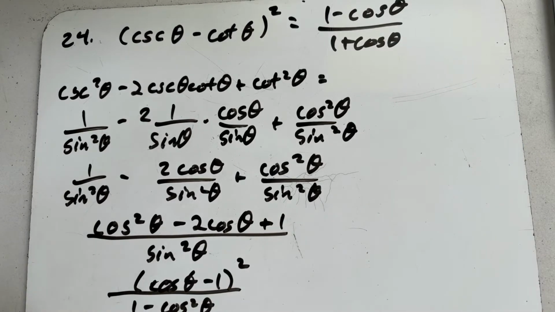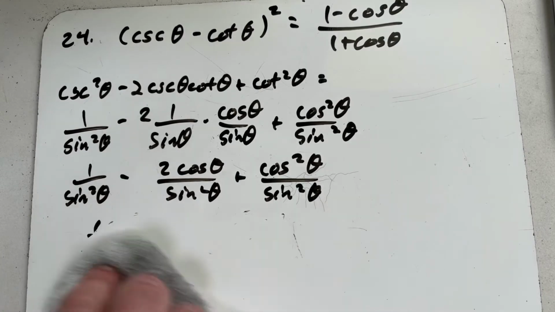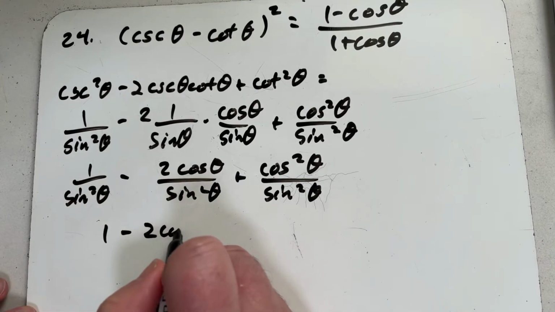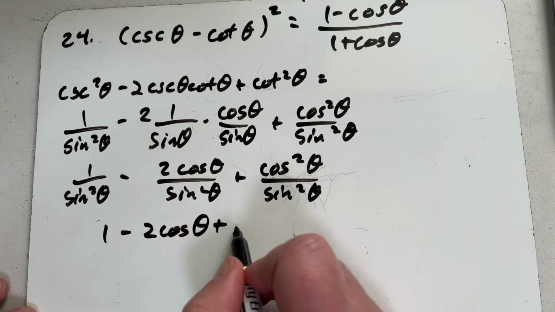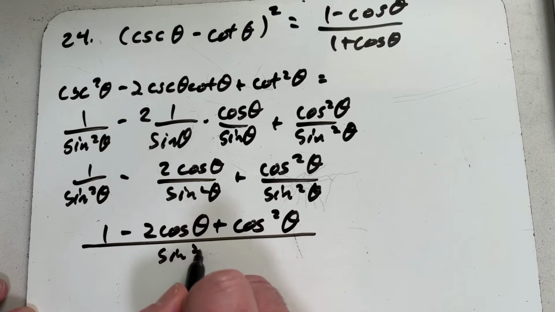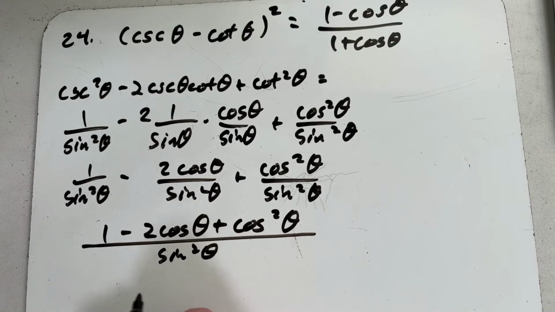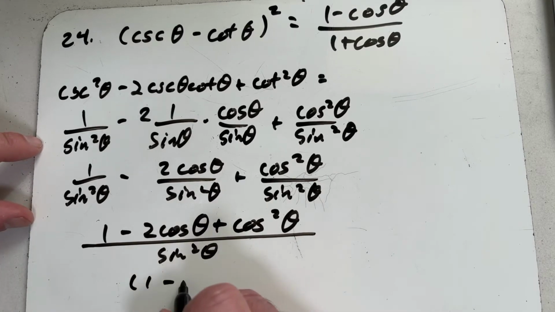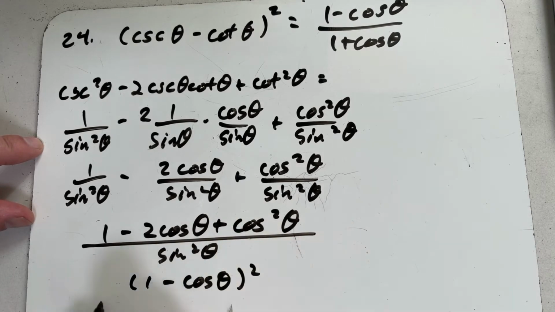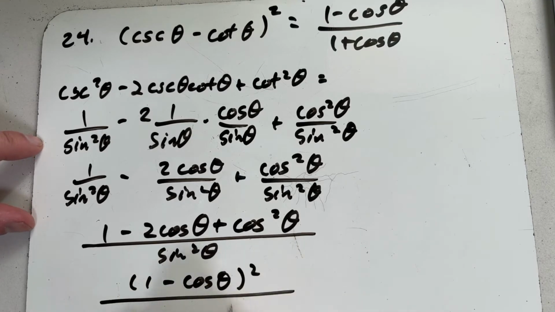Again, I'm not going to erase this. I'm not going to refilm this. Let's keep this in this order here. 1 minus 2 cosine theta all over sine squared theta. And that's going to become 1 minus cosine of theta squared. And then again, sine squared is going to be 1 minus cosine squared.